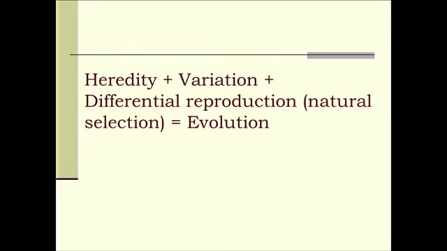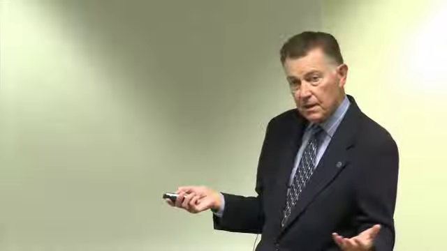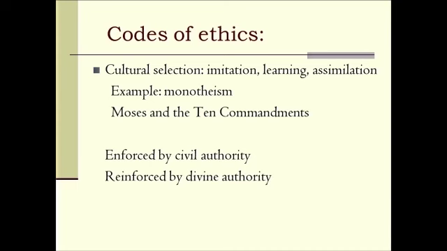For there to be evolution, there has to be heredity, traits have to be transmitted, there has to be variation, so there can be differential reproduction, natural selection. And with respect to culture, it's obvious that we have variation among individuals, among groups, and from time to time. I am going to leave it at that, but I think that even in a group as homogeneous as this, we probably have different moral norms or moral preferences with respect to things like whether abortion is morally right or not under certain circumstances, or using stem cells. But there is variation. There is also cultural selection.